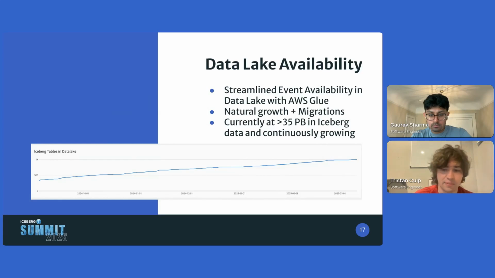For example, in this graph, we see a natural growth of tables in our data lake over the last few months, and this is at a pretty large scale. At the time of making this slide, there was around 35 petabytes of data in Iceberg format. This is continuously growing, and I'm sure it's at a higher number now. So this is really good for our company approach to adopt this data lake concept.